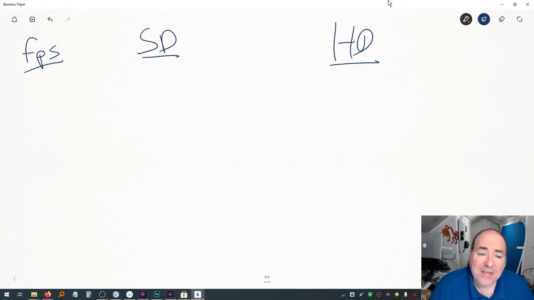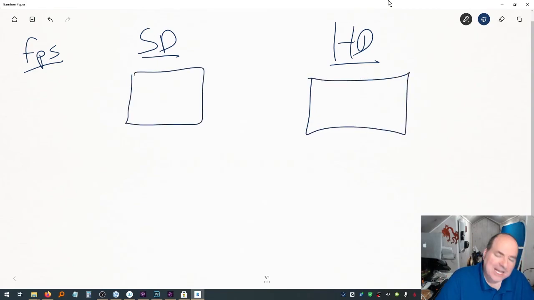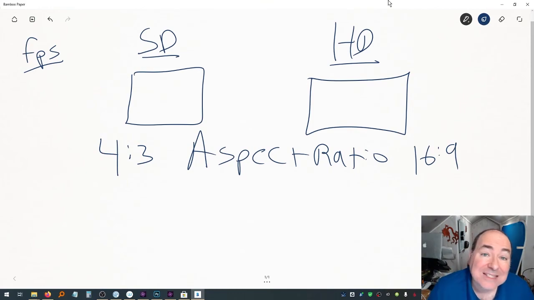So let's talk about standard definition versus high definition. The first thing you're going to remember is that high definition has a beautiful widescreen, and standard definition is kind of, well, it's kind of squarish. And when we talk about the shape of our screen, we're talking about a very important term called the aspect ratio. And the aspect ratio is basically the relationship between the width and the height. It's the shape of a rectangle. With standard definition, the aspect ratio generally was 4:3, and with modern high definition screens, we're dealing with 16:9. Matter of fact, this video is being recorded in 16:9.